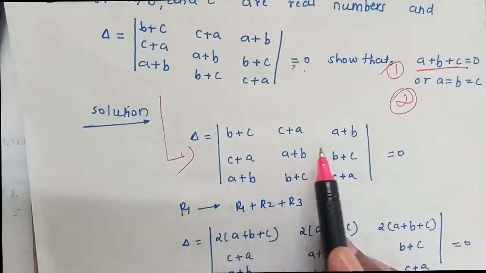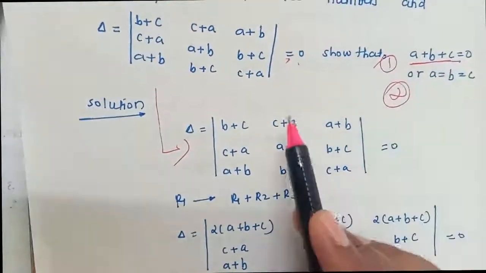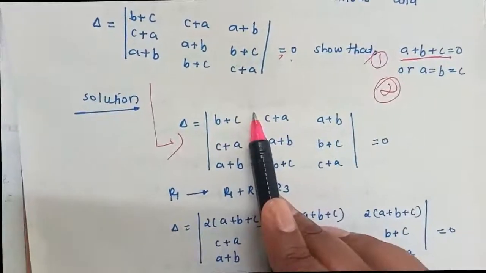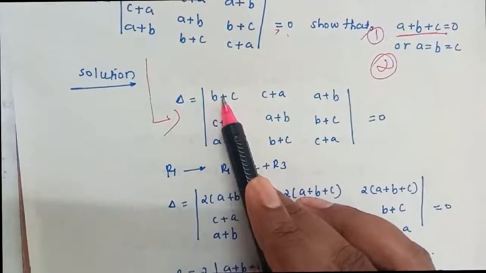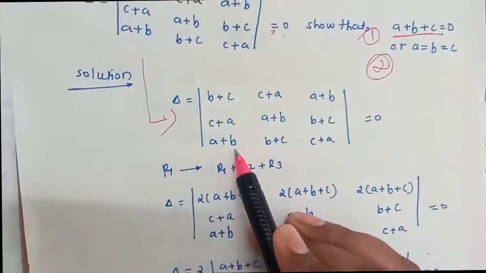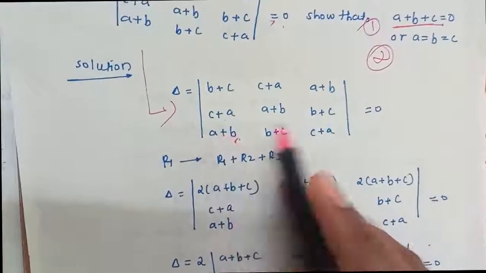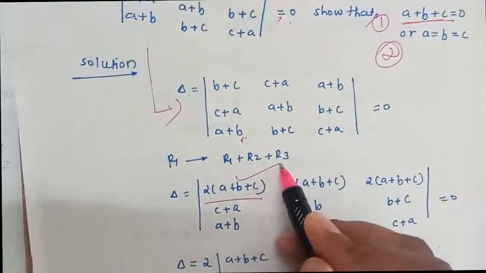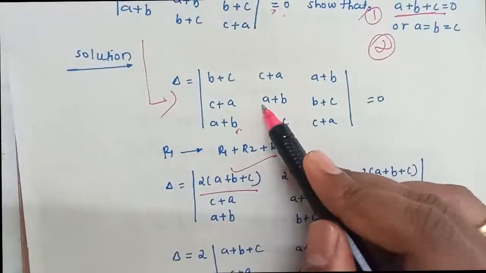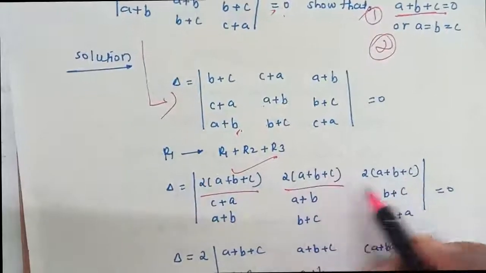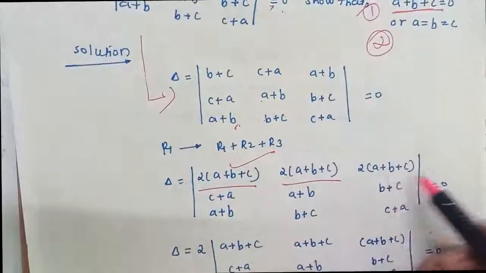Then I need a plus b plus c, so I have to convert this row into a plus b plus c. How can I do that? Just R1 changes to R1 plus R2 plus R3. This method we have used for many problems. So b plus b 2b, c plus c 2c, a plus a 2a. So 2 take common, so a plus b plus c will come. Again a plus a 2a, 2b and 2c. Again take 2 common, 2 a plus b plus c will come. Again the same thing will come.